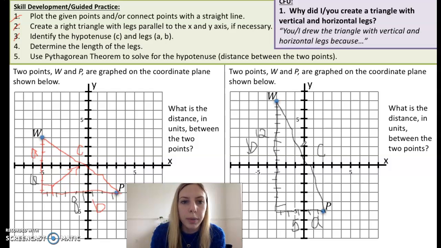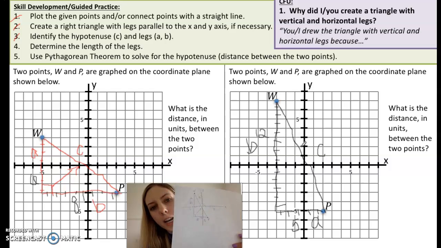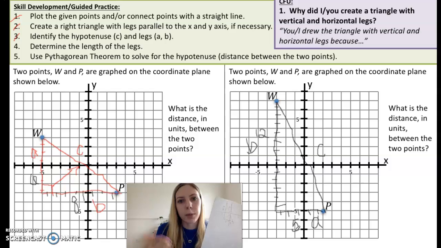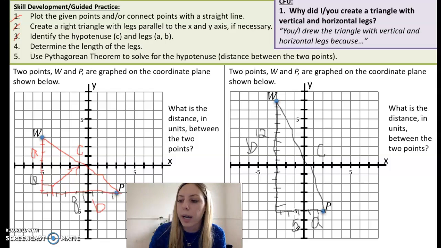Okay, so that should have been plenty of time. I did it with you during that time. And I determined that the bottom length was 5 and this side right here was 12. So those were both the legs. So B was 12 and A was 5 units long. So I went ahead and also wrote down on my paper so that way I am working and have an example when I go to do the independent practice.